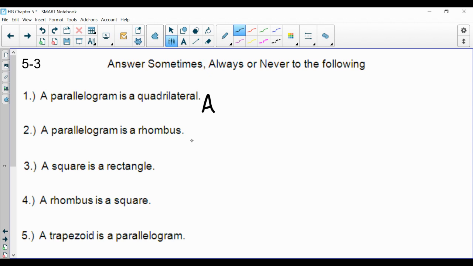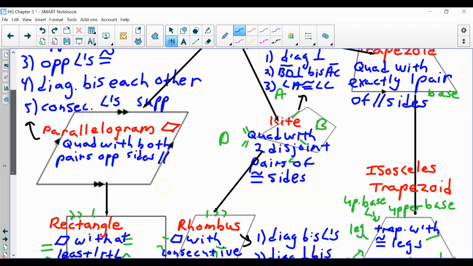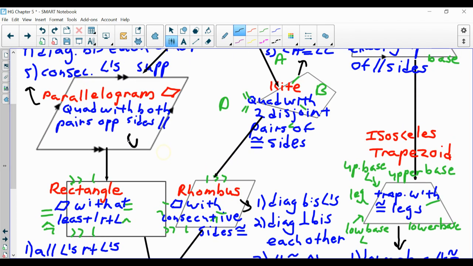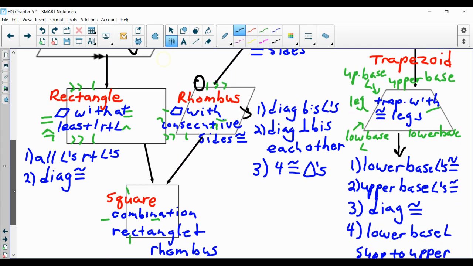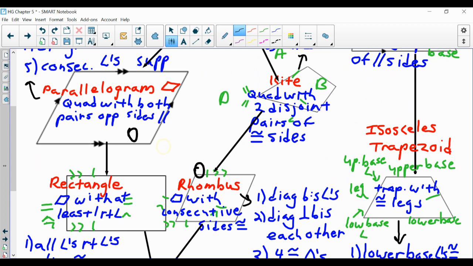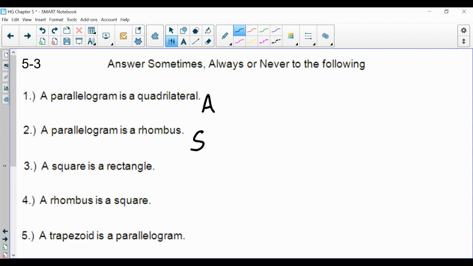All right. So number 2, a parallelogram is a rhombus. Well, again, if you look at your last page, 5-2, mine takes a while to load, you'll find parallelogram here and a rhombus here. And the parallelogram, even though in this one it's not connected, even though it probably should be, they are, because rhombus is lower and there is a connection to it, it is going to be sometimes.